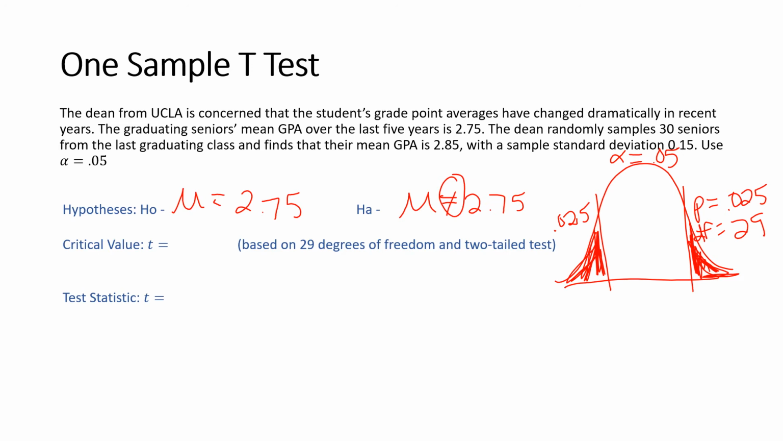29 degrees of freedom, 0.025, that's 2.045. 2.045, and of course, the other side would be negative 2.045 because this is symmetric. All right, so that is plus or minus 2.045. That is our cutoff. If our test statistic falls in the shaded region, remember that shaded region is called the rejection region. If you land in the shaded area, you will reject the null hypothesis.